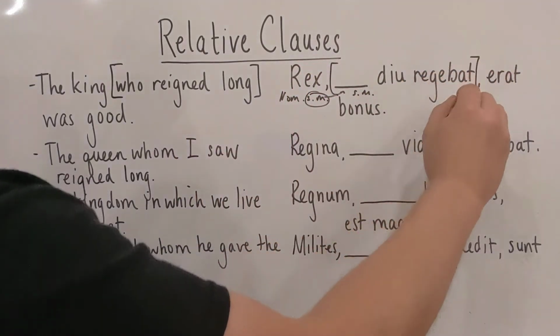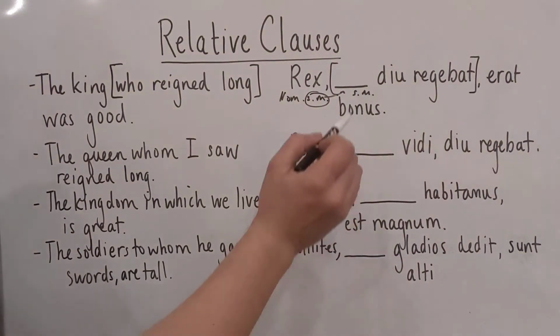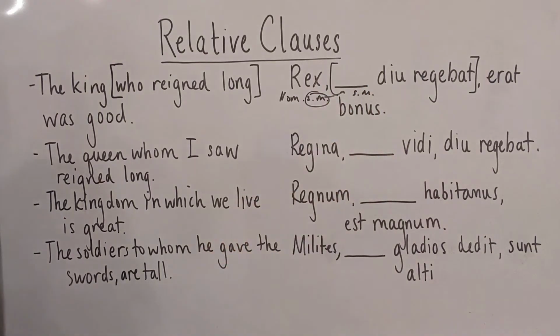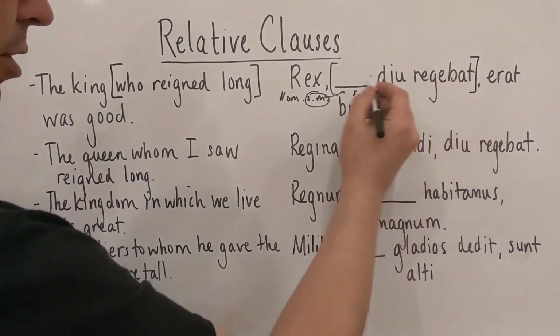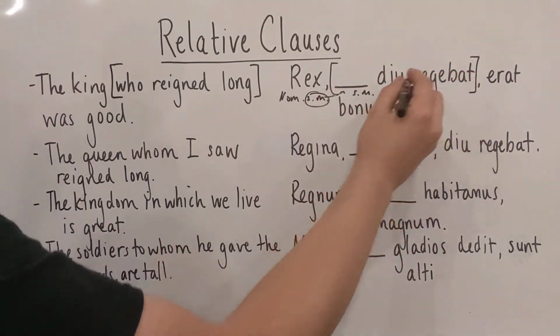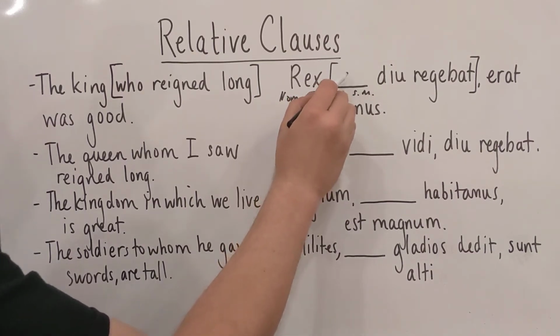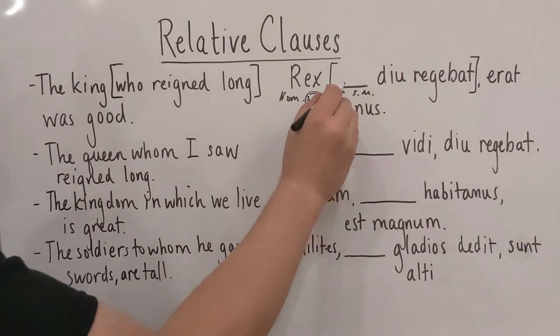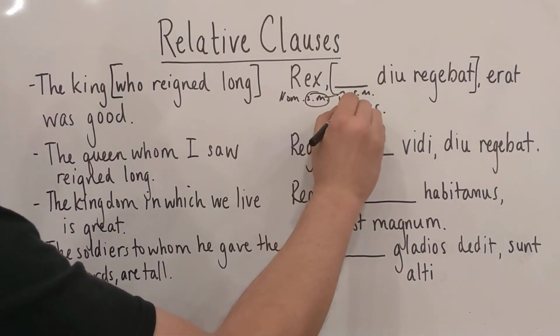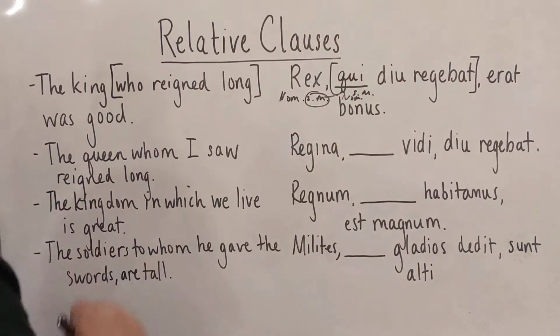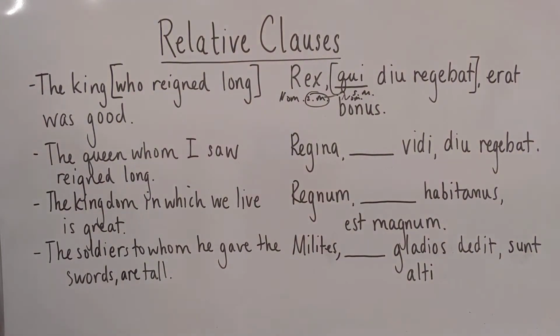So make sure you bracket or put parentheses around the relative clause. The relative pronoun must be singular and masculine to agree with the antecedent rex. Inside this relative clause, how does the pronoun who act? It's the subject of the verb regebat. So if it's the subject of this verb, we want this to be the nominative. In this case, these are the same case. And we want qui for the nominative singular masculine relative pronoun. Rex qui diu regebat erat bonus.